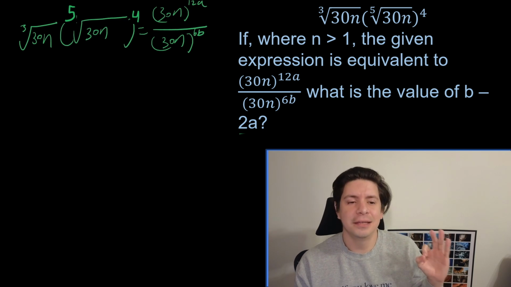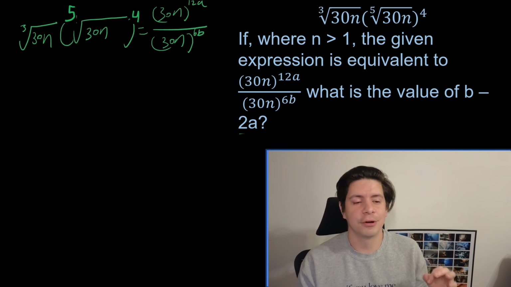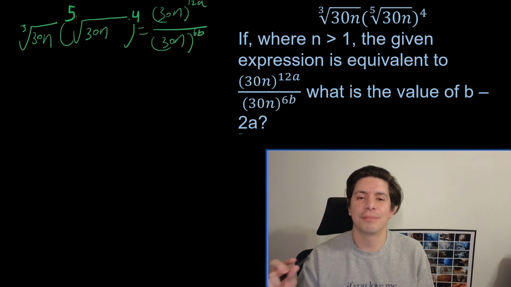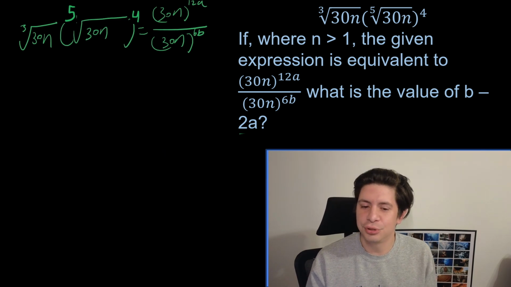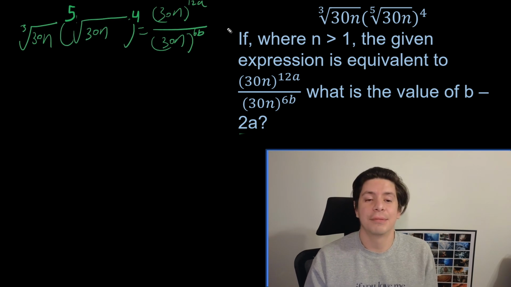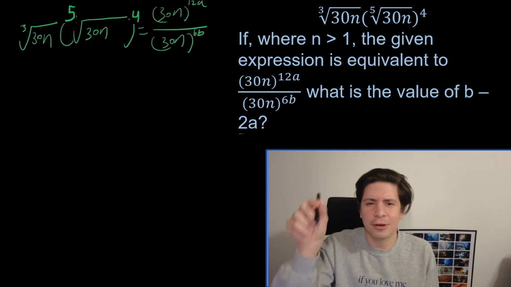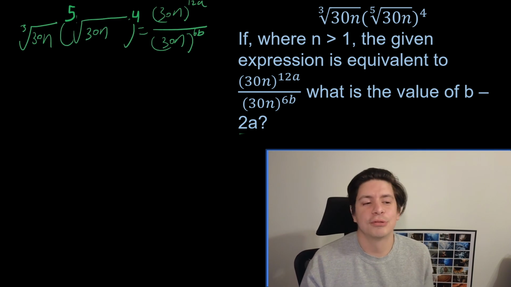The key here, and the key for so many SAT questions to make them easier or to be able to solve them at all, is pattern recognition. You have to recognize if there's some sort of connection going on. So when I see b minus 2a, and I see them dividing on this side, and I see they're all 30n's, then I'm thinking, well, division is subtraction, and maybe there's something there. That's a little thread that I start pulling on. You got to find these threads in the SAT and start pulling on them. So let's start with the most basic thing we can do.